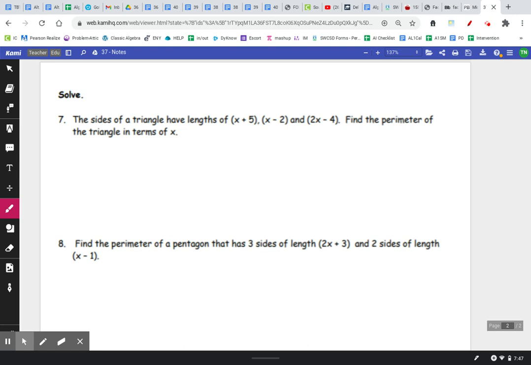Let's look at problem number 7. The sides of a triangle. Wait, I don't see a triangle. Draw one.